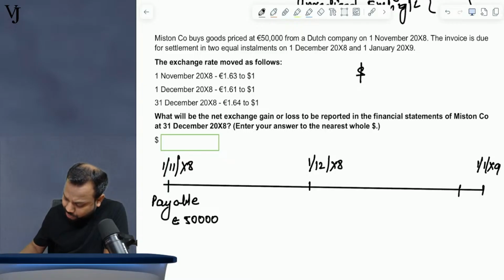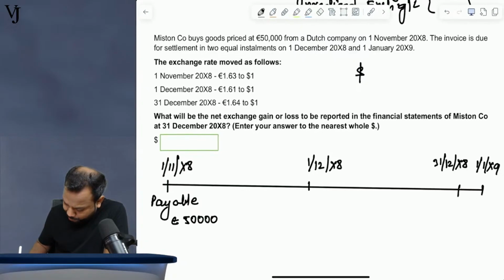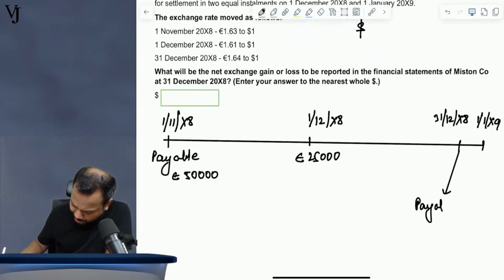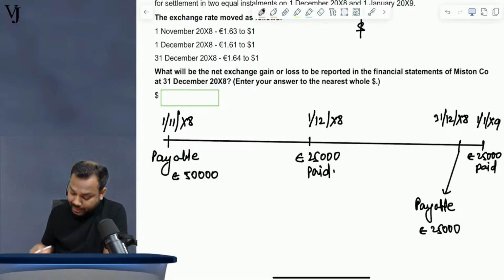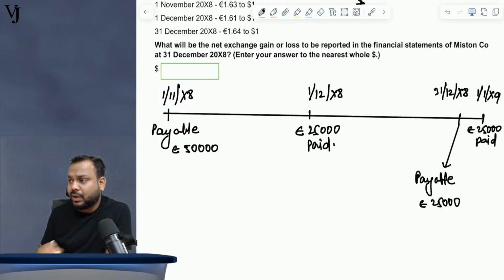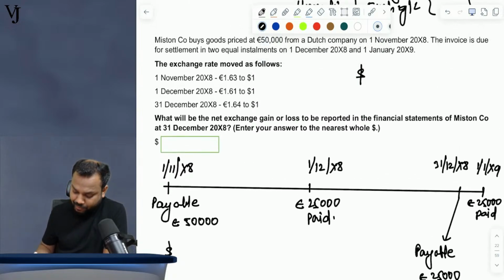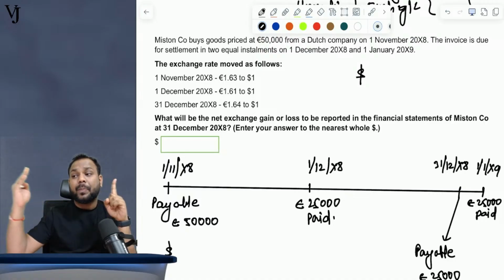This payable is a foreign currency monetary item, and it has to be restated at the revised exchange rates at every reporting date. Part of it has to be paid on 31st December 20x8 and part on 1st January 20x9. Our reporting date is 31st December 20x8. So we will pay euro 25,000 here, and on the reporting date we will have a payable of euro 25,000, which will be paid later.